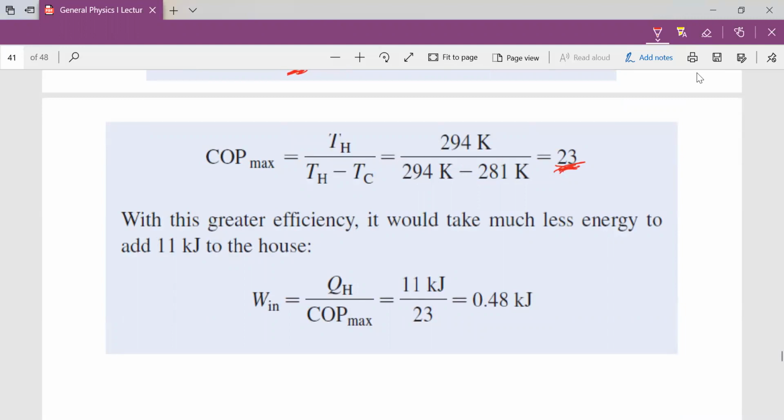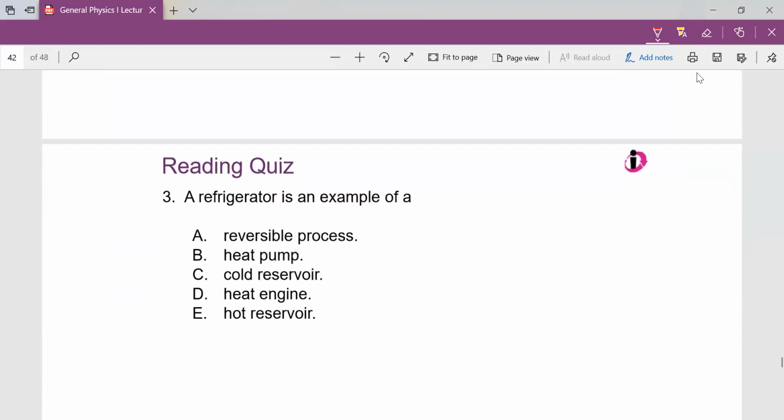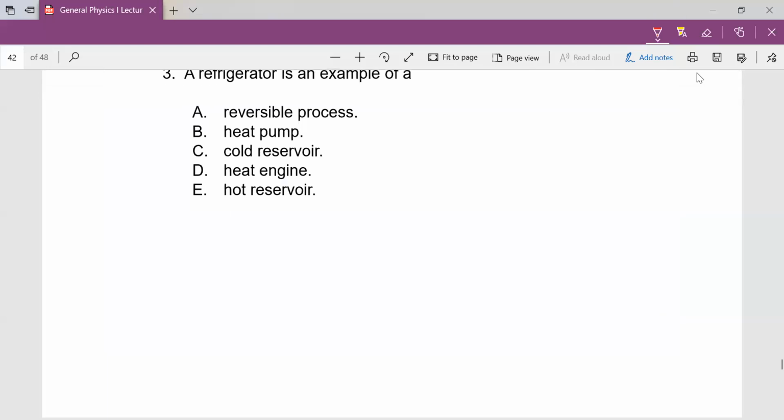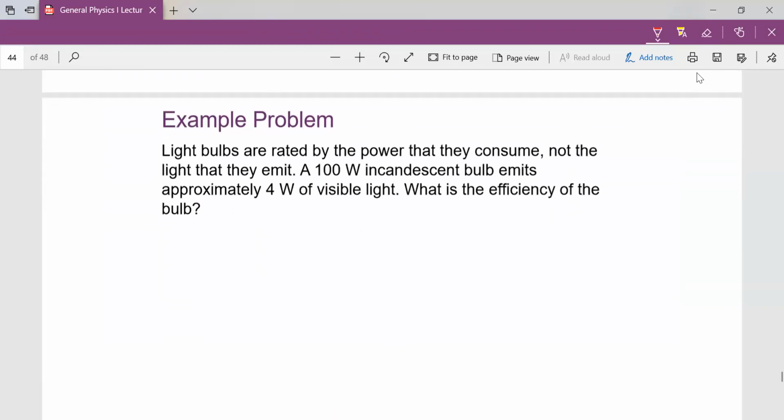And then the required energy to operate this machine at its maximum will be 0.48 kilojoules. What we did to make W the subject of formula in the COP max equation for heating, we have the parameters supplied, 11 kilojoules, and the COP max as determined, to obtain this. Okay. So we have some practice questions for you here, just to lay your hands on.